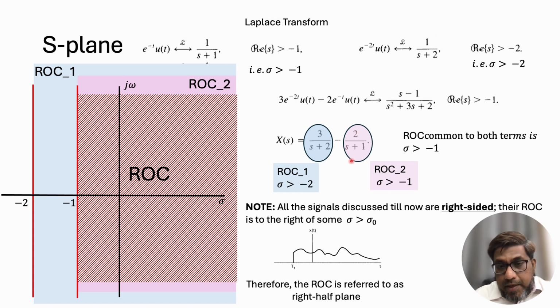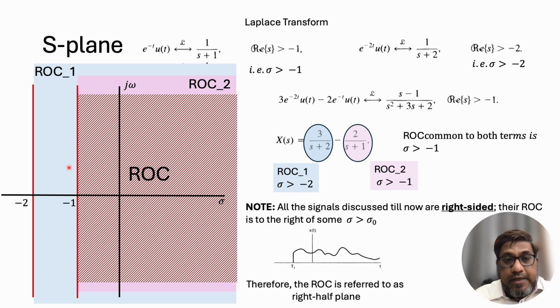And for the second part of the Laplace transform, the region of convergence is to the right side of sigma equal to minus 1, which is depicted by this pink region here, to the right of the line sigma equals minus 1. So we know the region of convergence for the individual components. What is the region of convergence for the overall signal x of t, which is a linear combination of both these signals? What we find is that the region of convergence is nothing but the intersection of the regions of convergence of the two components.